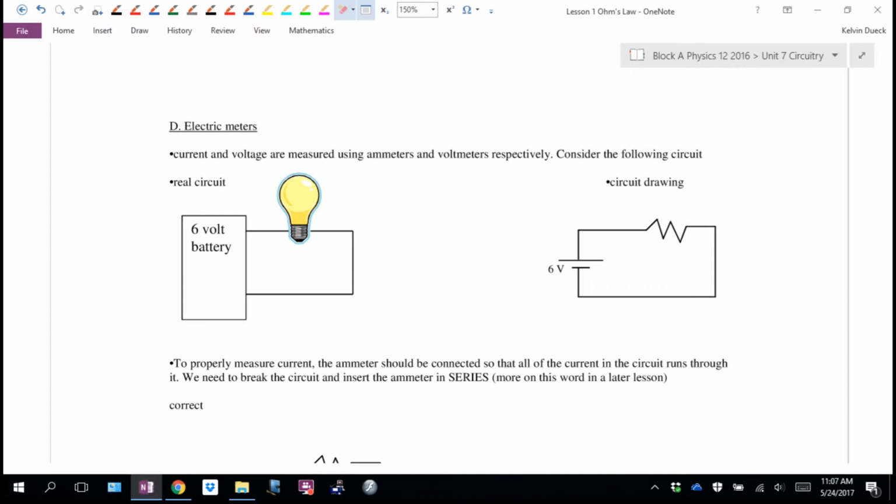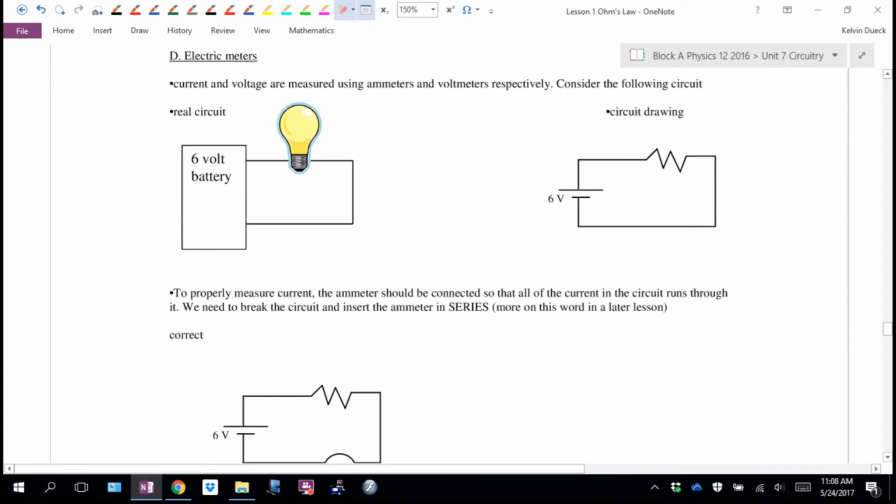I'm also going to ask you about using electric meters and how you use them properly. I'll give you pictures on a test and ask which of these have them set up in the correct place. The 2 main meters we're going to look at are voltmeters. What do you think voltmeters measure? Voltage. And then amp meters. What do you think amp meters measure? Except they don't call them amp meters. Over the years we dropped the P, we just call them ammeters. They measure amperage. Okay? So, current and voltage are measured using ammeters and voltmeters, respectively.